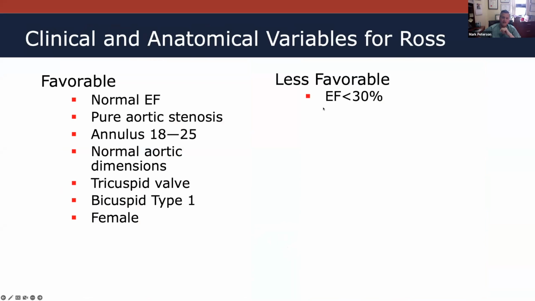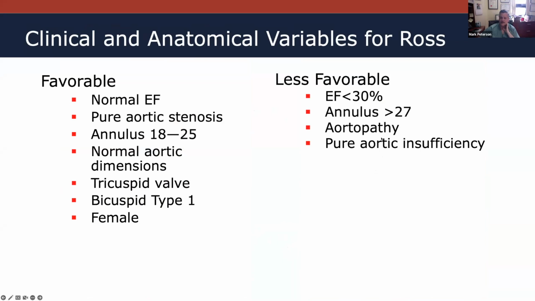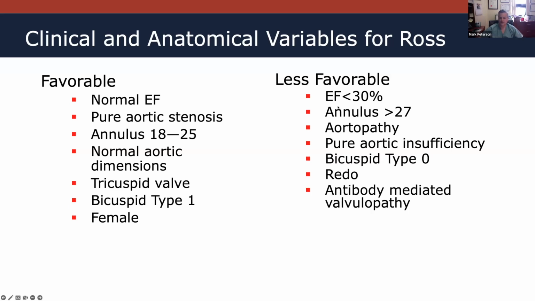So less favorable anatomy for the Ross would be patients with poor EFs, annuli over 27, but it's not a contraindication because we do provide annular stabilization. Patients with aortopathy, pure AI, again, this would have been considered in older Ross series a risk factor for late failure, but again, we can mitigate these potential long-term deleterious outcomes by stabilizing the aorta and stabilizing the annulus. None of the top things listed here are contraindications. It really depends on surgeon comfort.